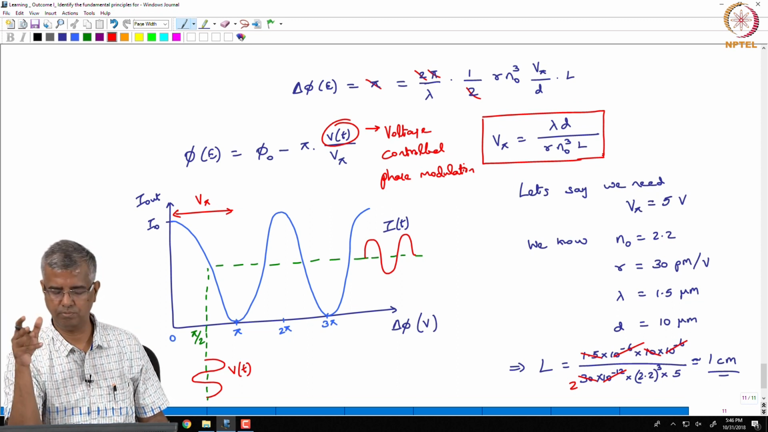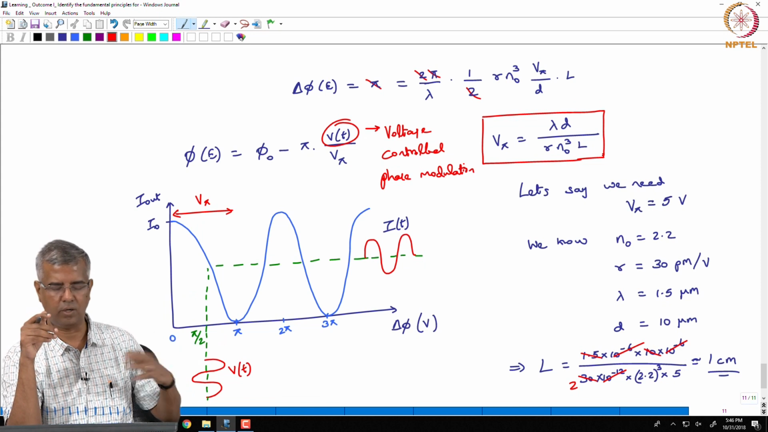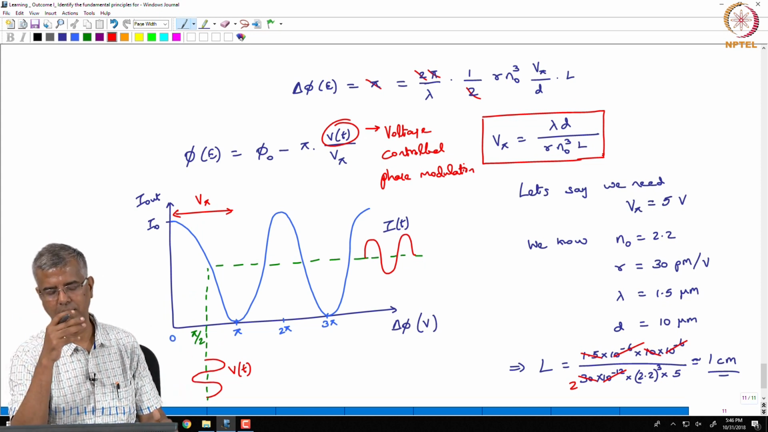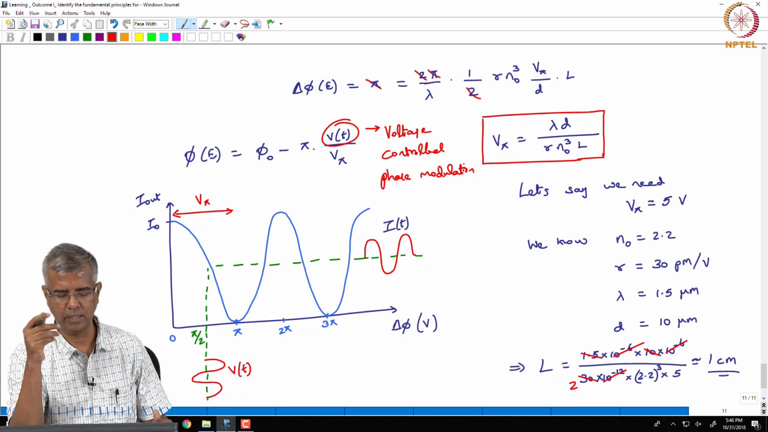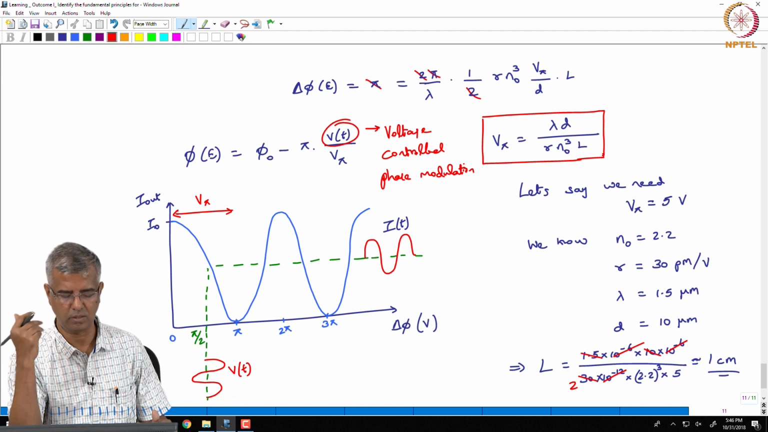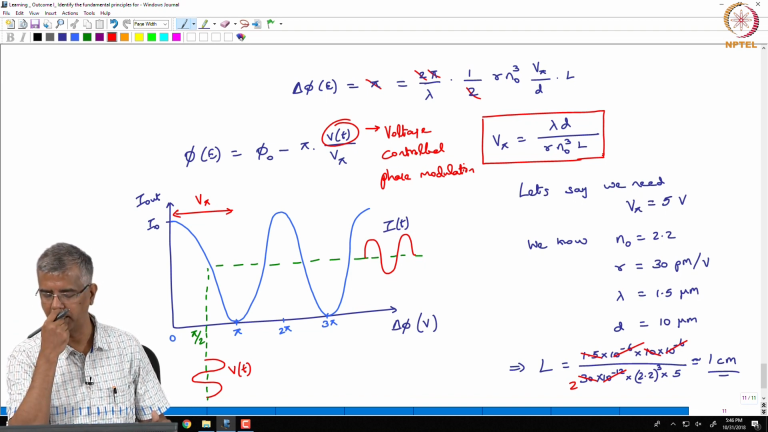You're not turning light on and off anymore. You are actually trying to encode the information in phase going from 0 to pi or 0 to pi by 2 or whatever, right.